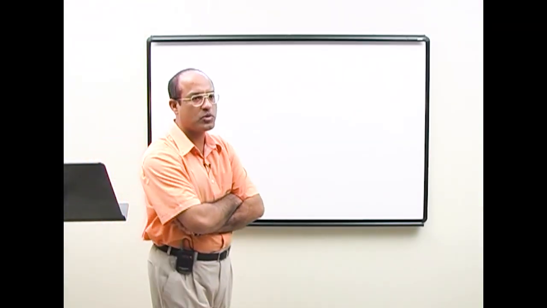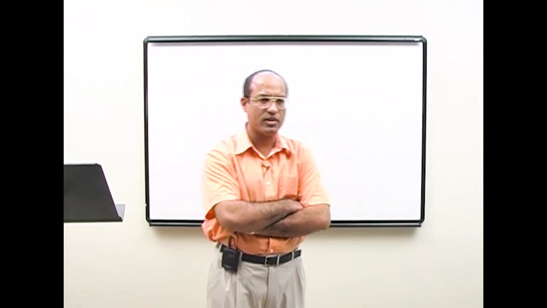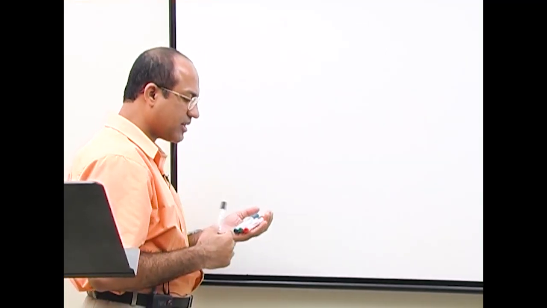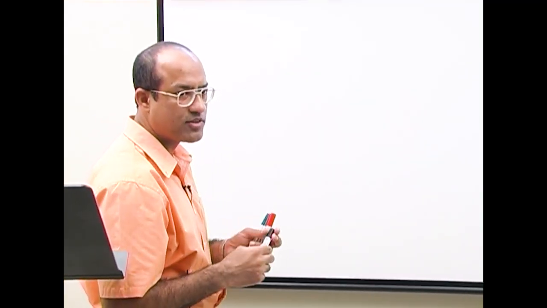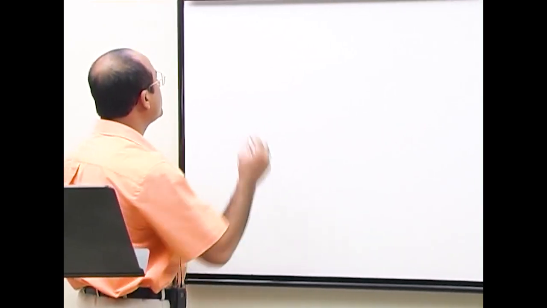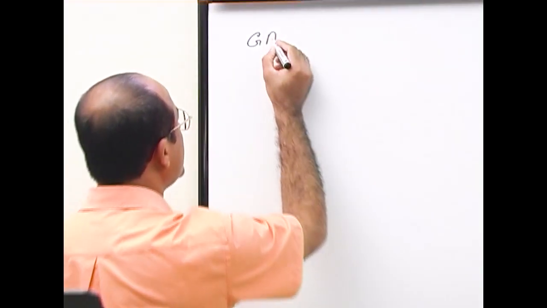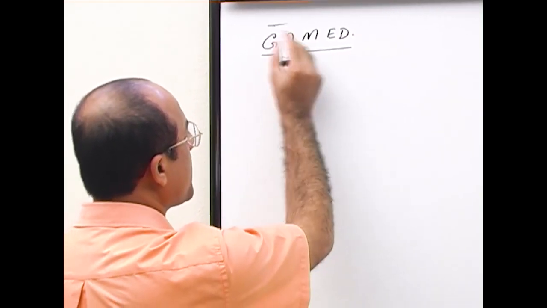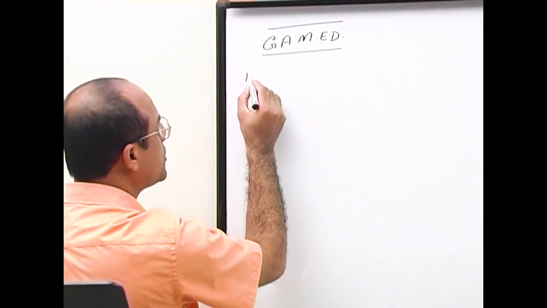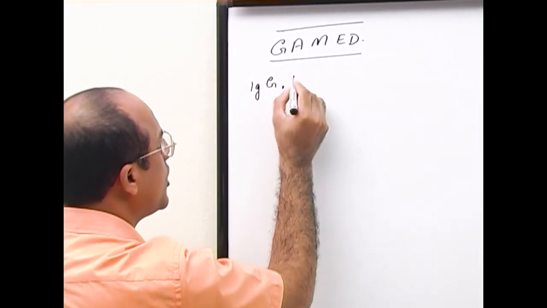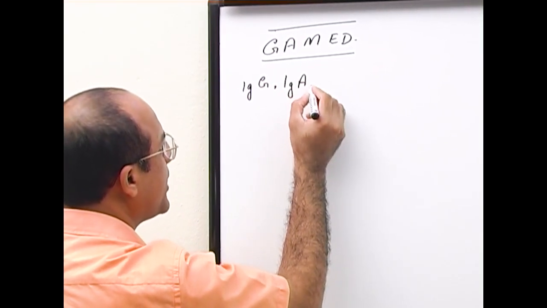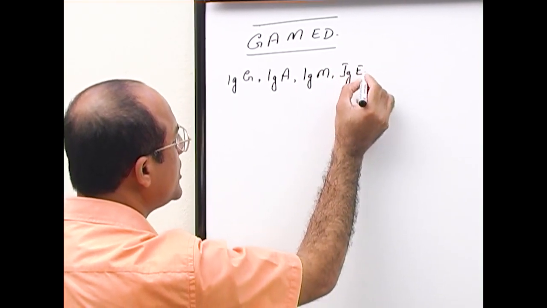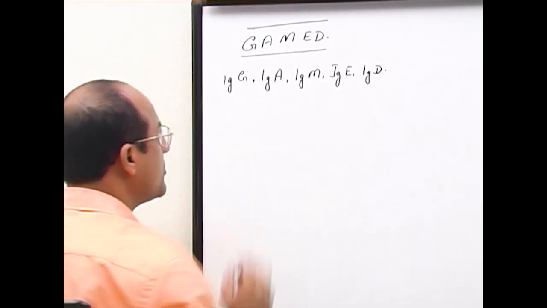So we were talking about the classes of antibodies, or classes of immunoglobulins, and we have already discussed that primarily there are 5 classes of immunoglobulins. One way to remember is GAMED. GAMED stands for what? Immunoglobulin G, immunoglobulin A, immunoglobulin M, immunoglobulin E, and immunoglobulin D.